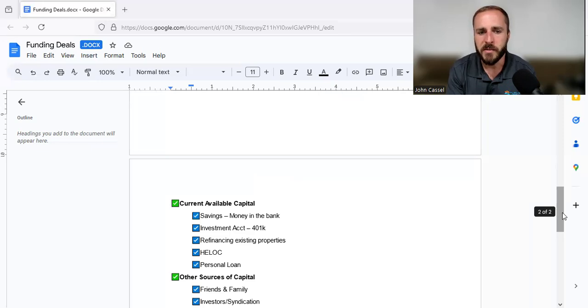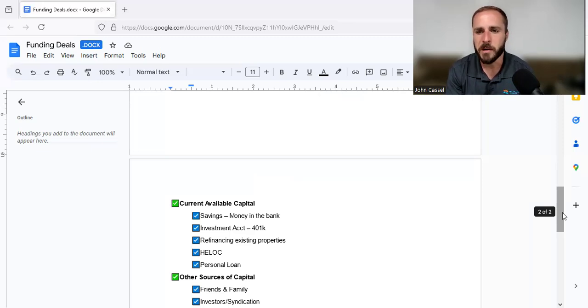Maybe that could be an investment account. So that could be a 401k or something like that, where you can pull some money out of or use that money to invest in an investment property. Could you refinance maybe your personal home, or if you do have another rental property, could you refinance that and pull some capital there? That could be an option.